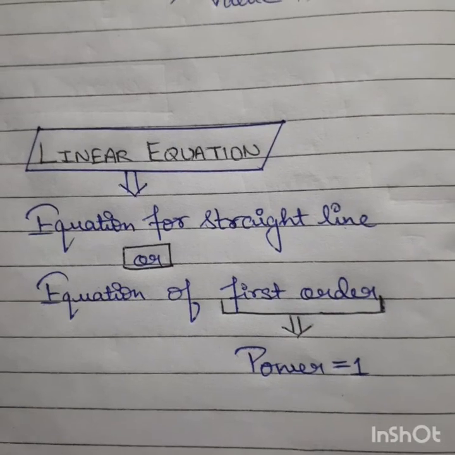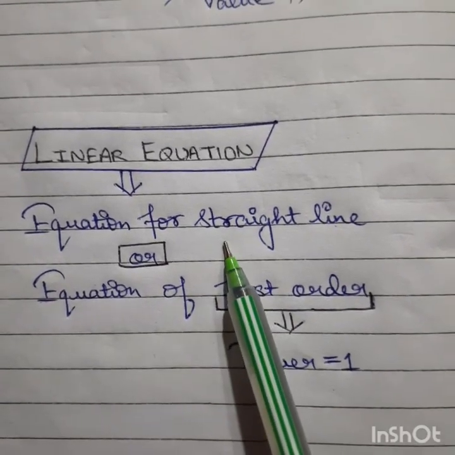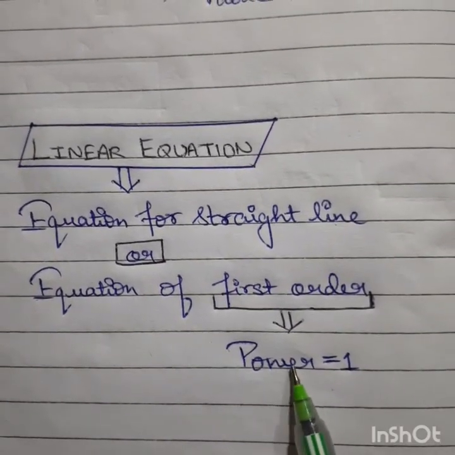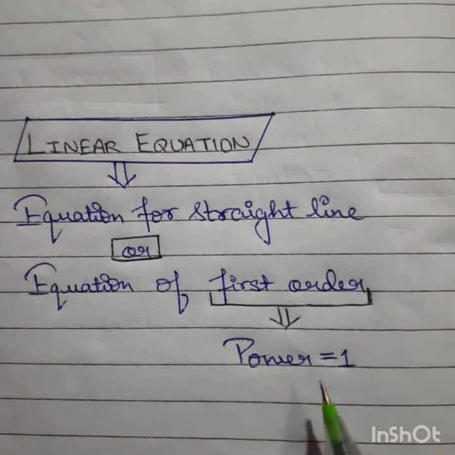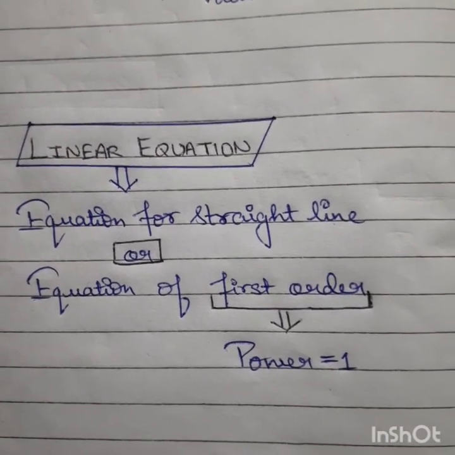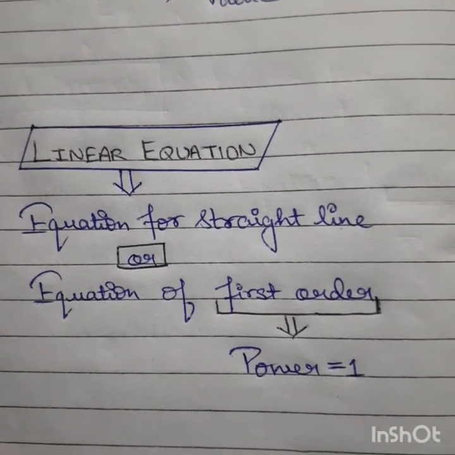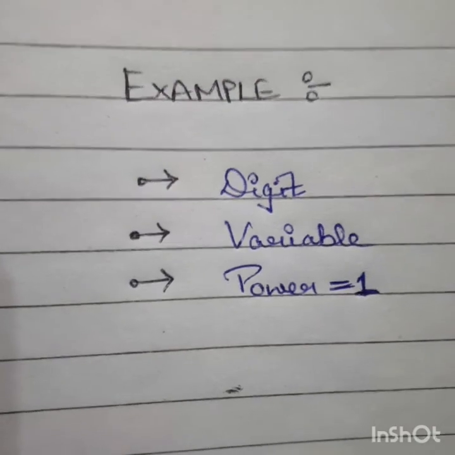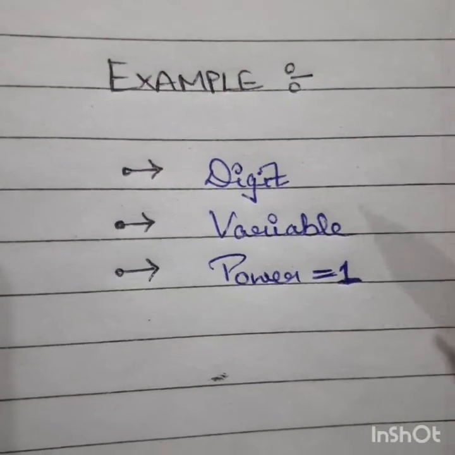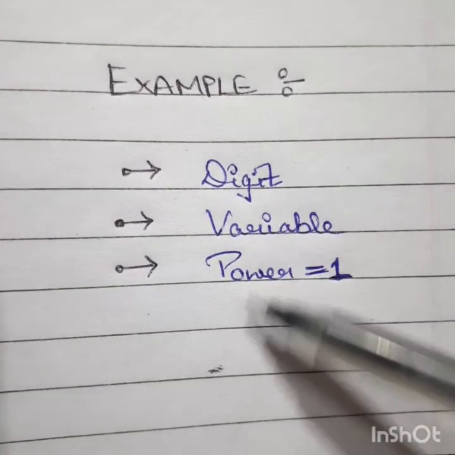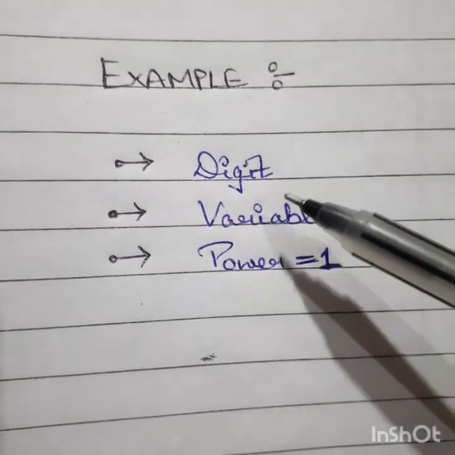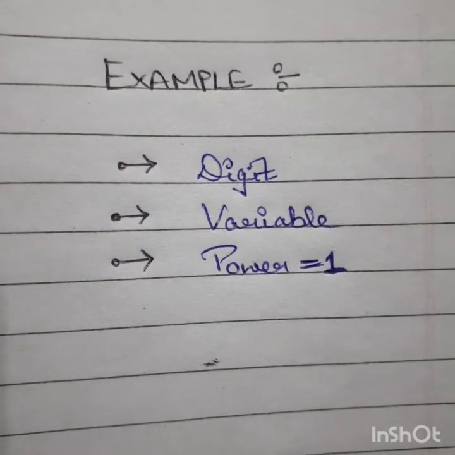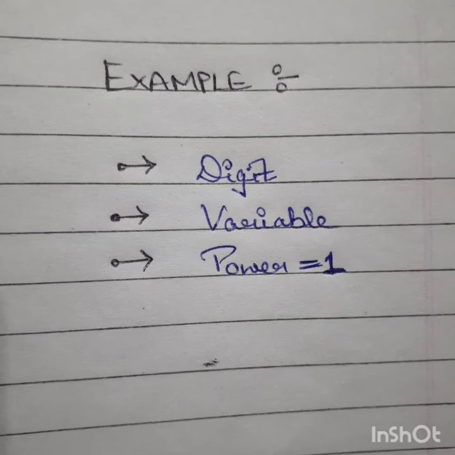So yes, the equation of a straight line in which all the numeric values and variables have power 1 is considered a linear equation. Now let us understand it with the help of an example. Before writing the example, we should note one thing. It includes 3 major components. First the digit, second the variable, and third the power, which should be equal to 1.